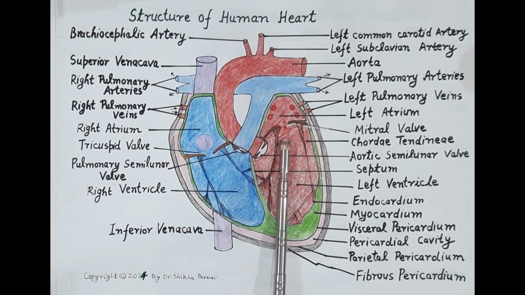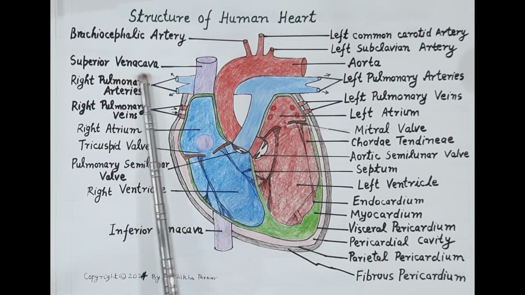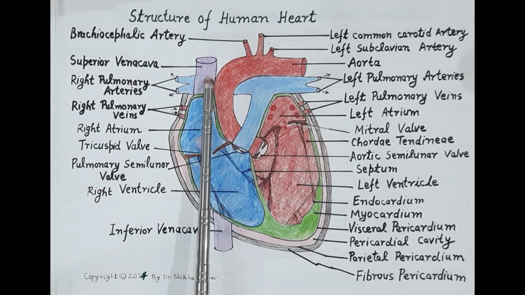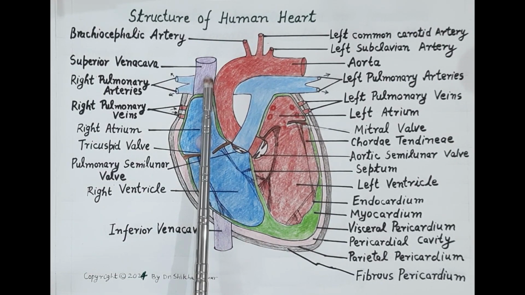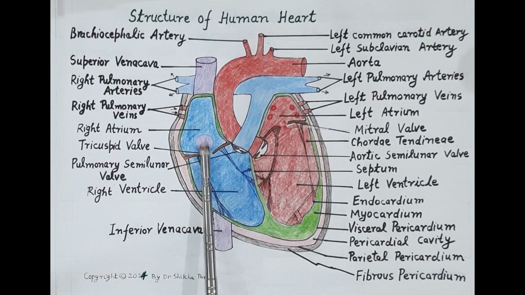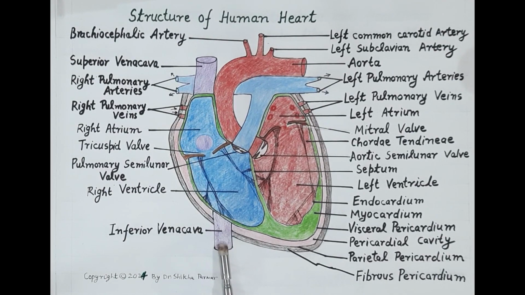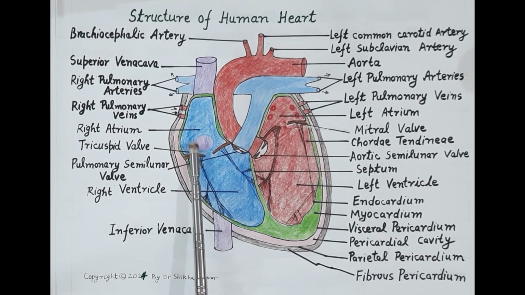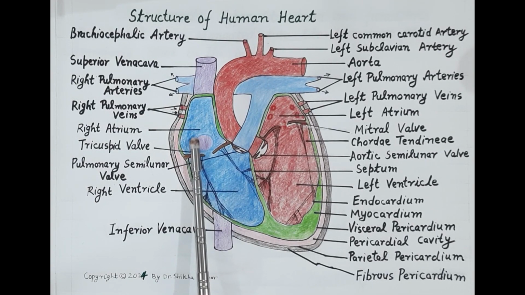After atrioventricular valve, let's talk about the great blood vessels. Now, as you can see here, this superior vena cava and this inferior vena cava, these are the two largest veins of the body. Now, superior vena cava brings deoxygenated blood from upper part of the body to the right atrium, while inferior vena cava brings deoxygenated blood from the lower part of the body to the right atrium. Now, deoxygenated blood with more carbon dioxide is represented by the blue color. So, the right atrium receives deoxygenated blood of the body by superior vena cava and inferior vena cava.